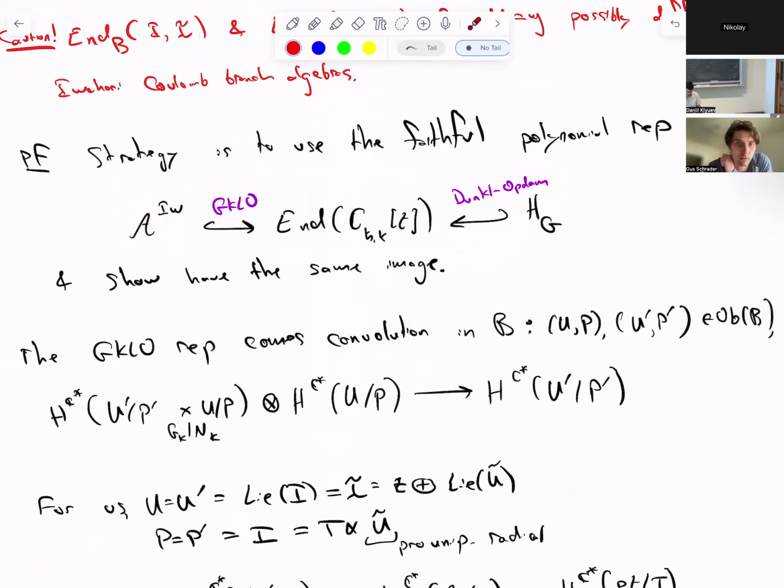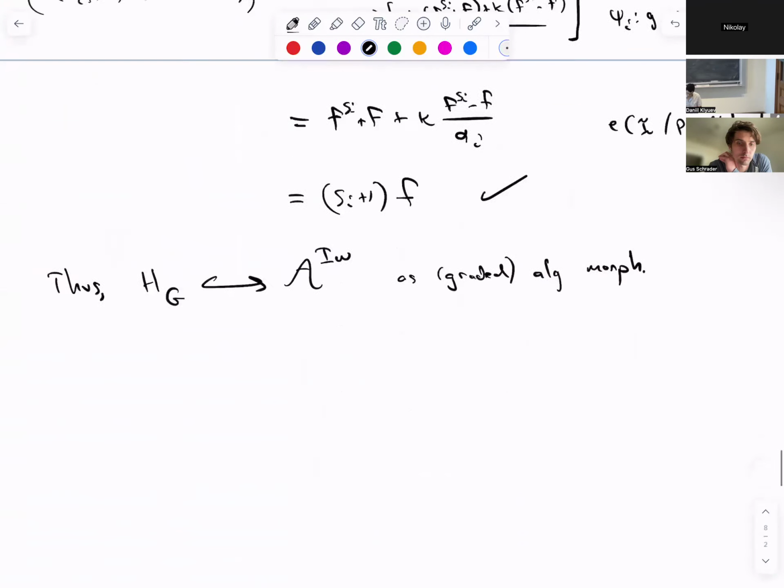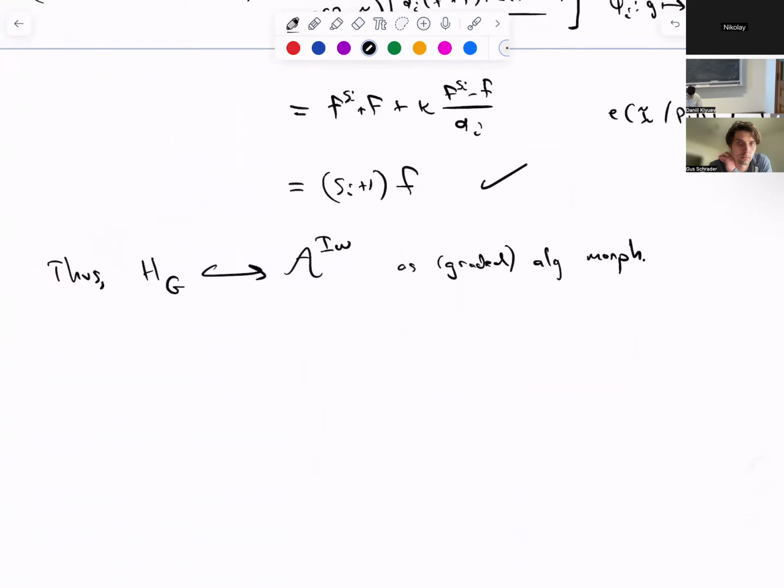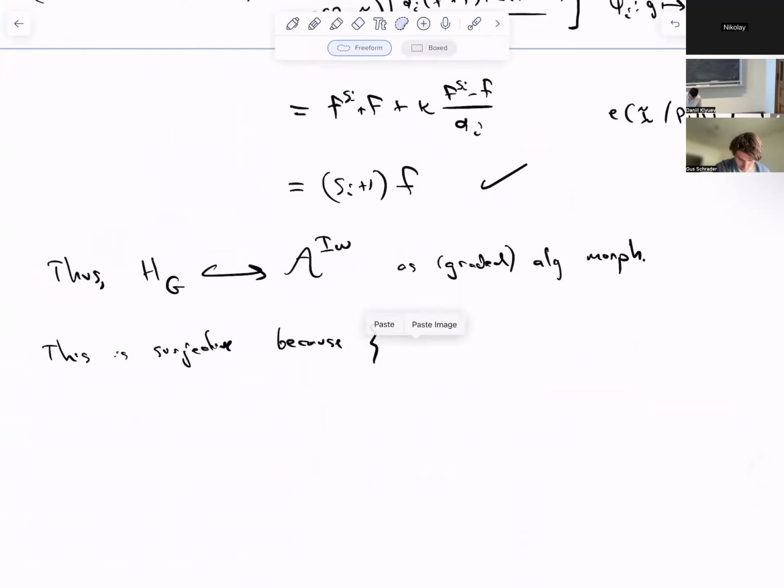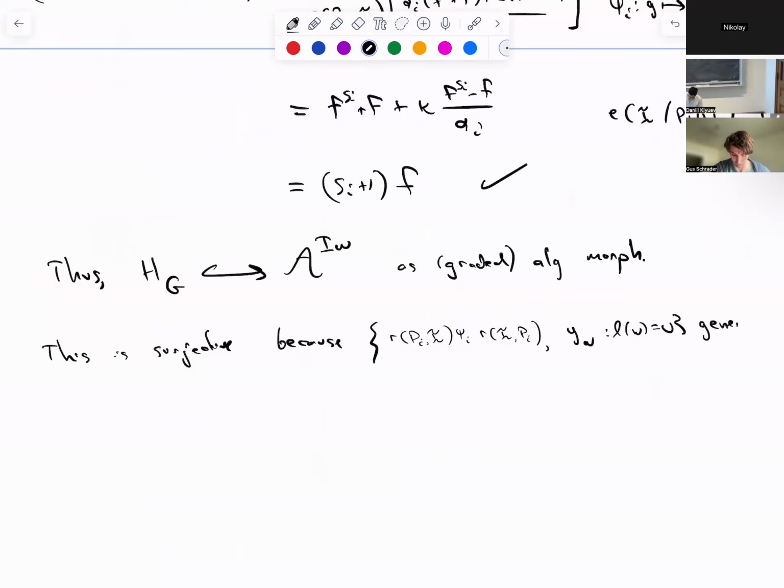So a priori, we don't know that this is surjective. But we can conclude it is surjective in two ways. First is by citing this meta theorem by Webster that these are the only generators of this endomorphism algebra. So this is surjective because this operator and the graph generate here, and this is due to Webster.